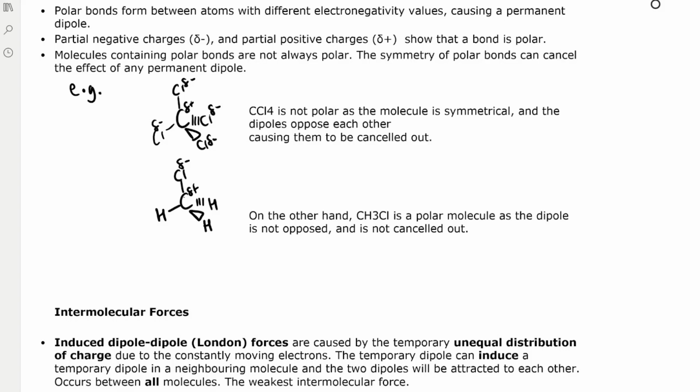On the other hand, CH3Cl is a polar molecule, as the dipole is not opposed and is not cancelled out. So this C-Cl dipole, because carbon and hydrogen have very similar electronegativities, there are no dipoles on these bonds. So there's only one dipole, and so the dipole isn't cancelled out.